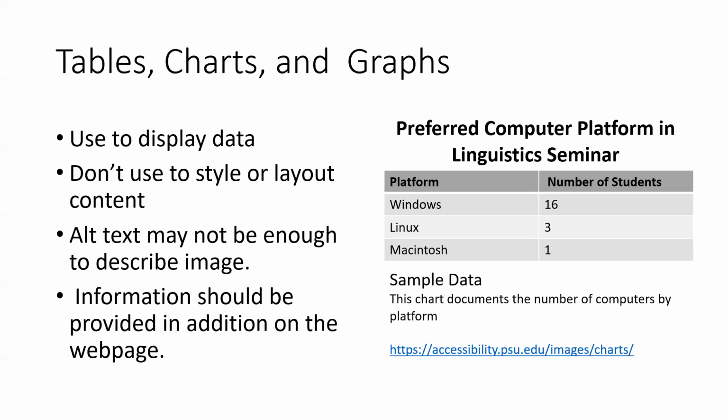The table on the right-hand side of the screen is an example taken from Penn State's charts accessibility webpage, and there are a lot of good and bad examples on that webpage of well-formed accessibility layouts for tables, charts, and graphs.